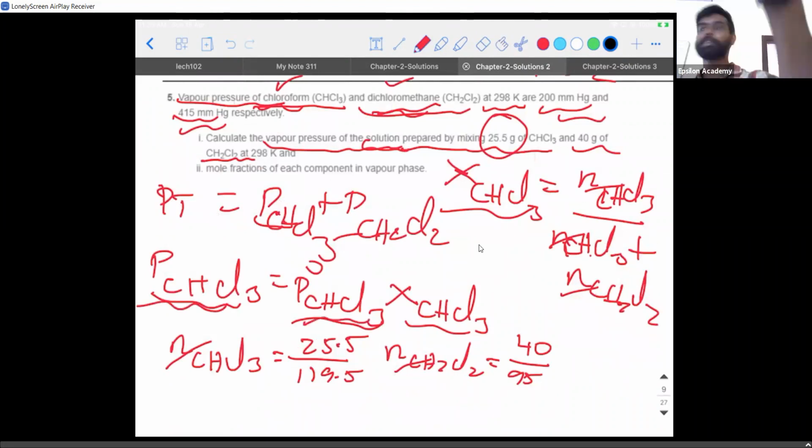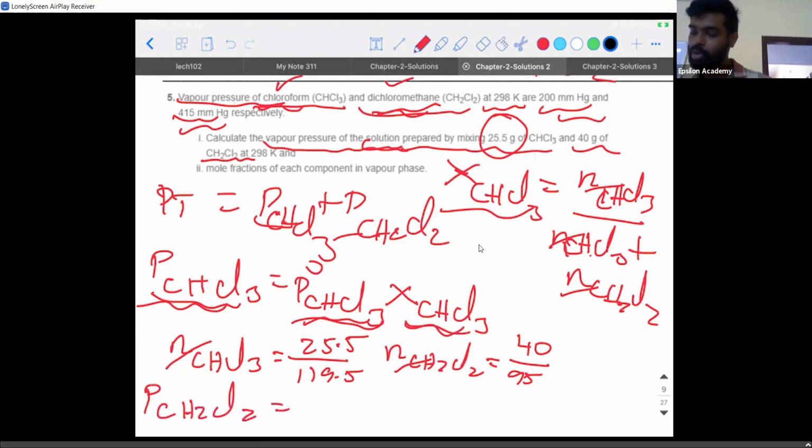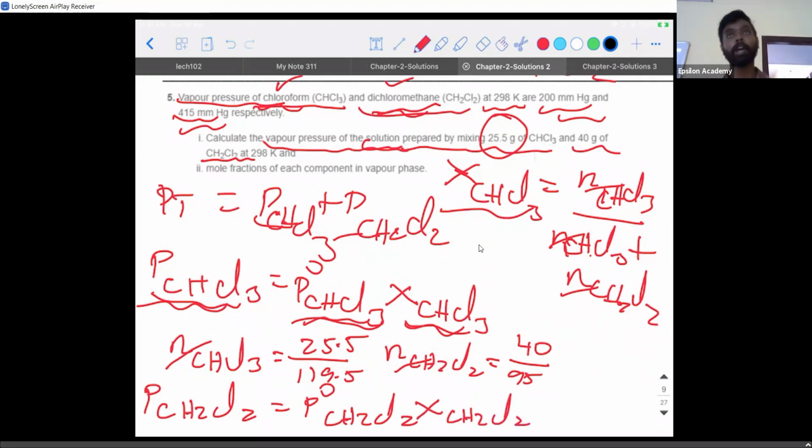So now if I go for the formula, that is P of CHCl3 is equal to P naught of CHCl3, which is given in the question, into X of CHCl3, which is now calculated. Right? So same way I can do for CH2Cl2, which would be P naught of CH2Cl2 into X of CH2Cl2. Again, this can be calculated.